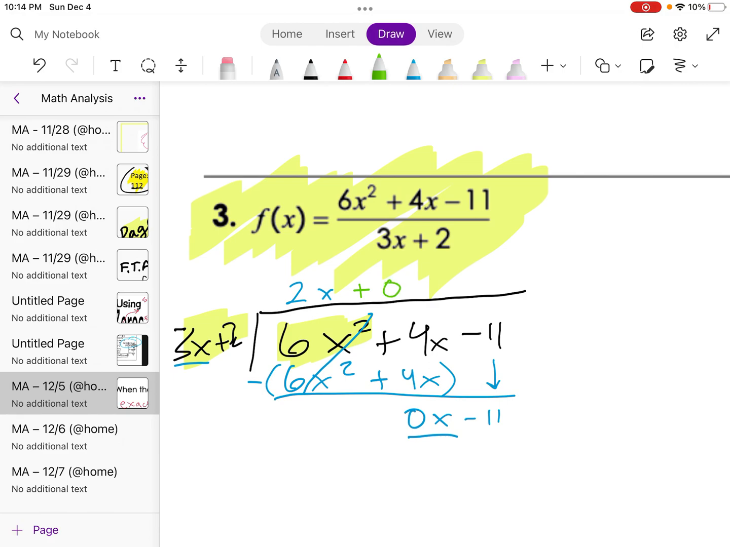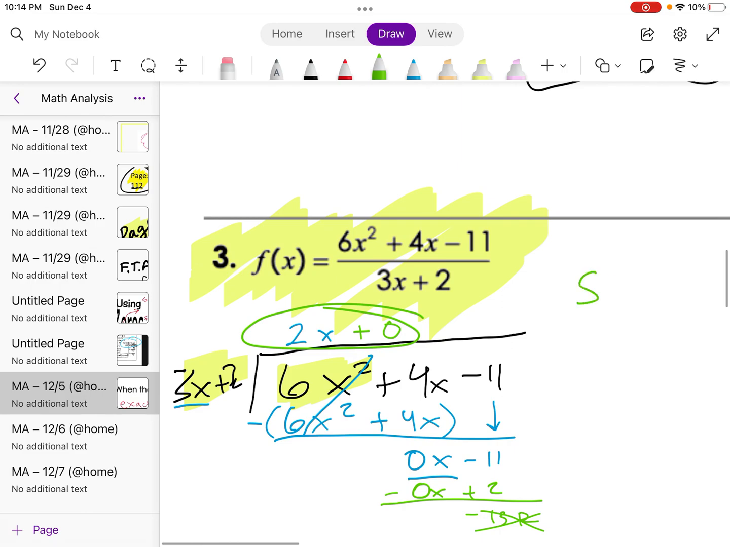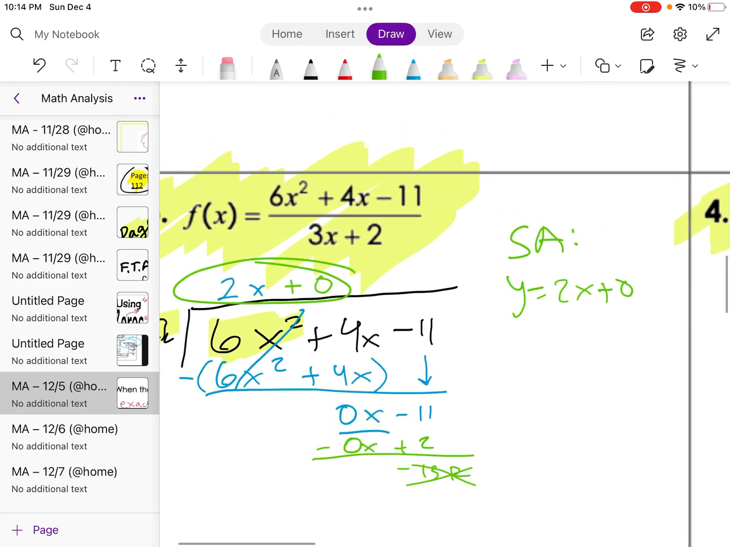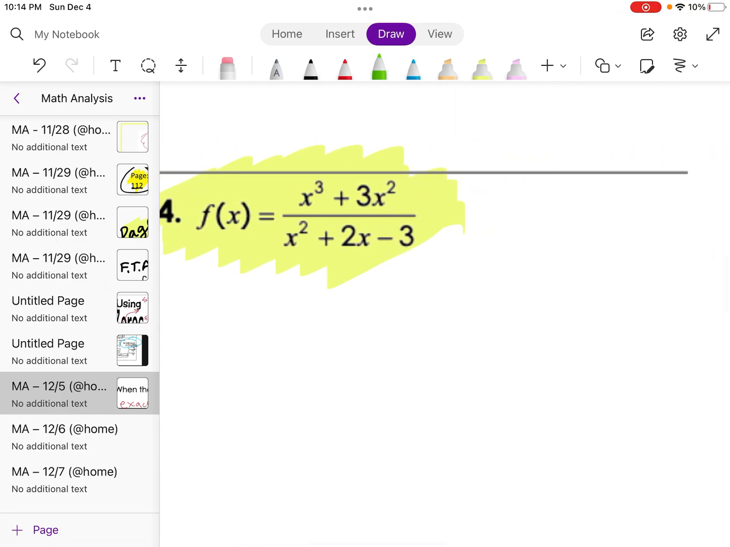To get 3x into that 0x, we have to multiply it by 0. 0 times 3x is 0x. 0 times 2 is 0. Subtract them out, we get negative 13 as our remainder, but remember we're going to ignore our remainder. So our answer is up here. Our slant asymptote is y equals 2x plus 0, or you can just say y equals 2x. Next one.